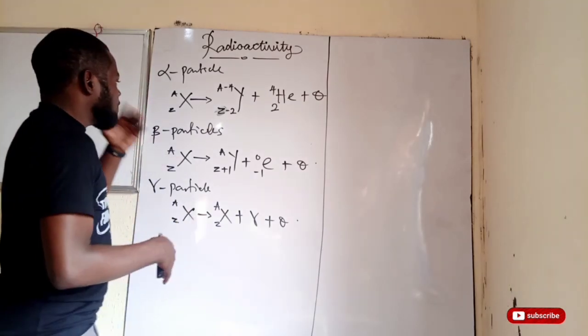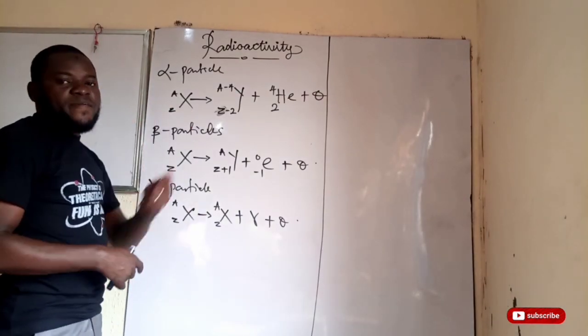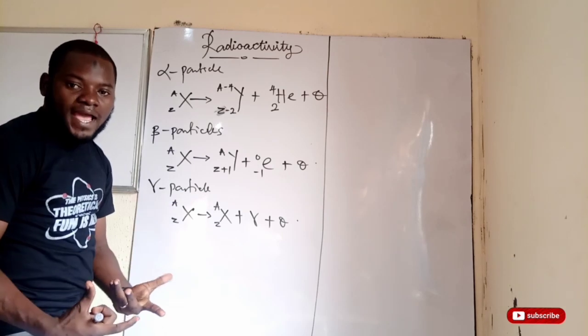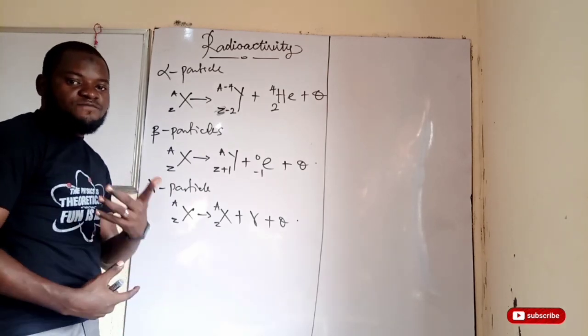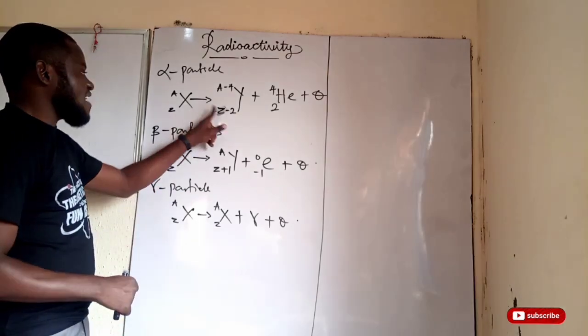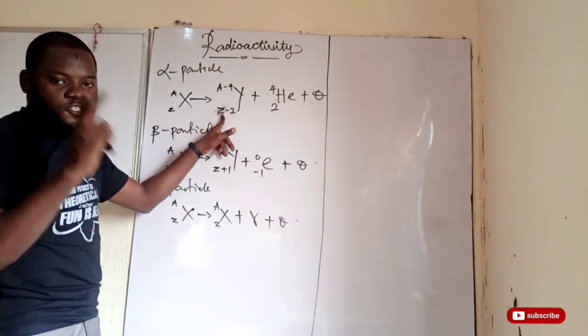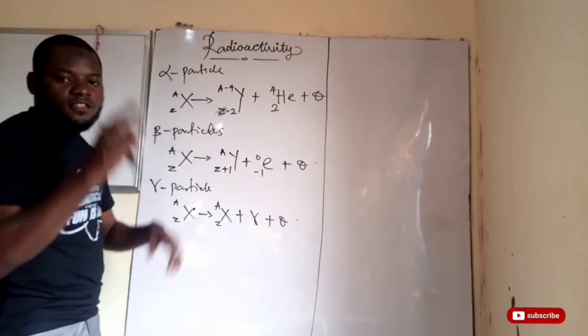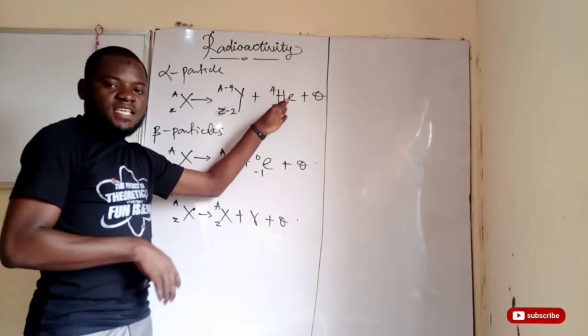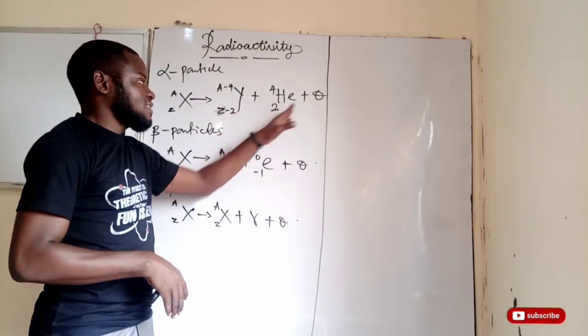In summary, if an element emits an alpha particle, what will happen to that element, guys? You can pause the video and give me an answer, okay? If that should be the case, the atomic number will reduce by what? 2. The mass number will reduce by what? 4. Then we add what? Helium to the equation in order to balance it, then plus what?